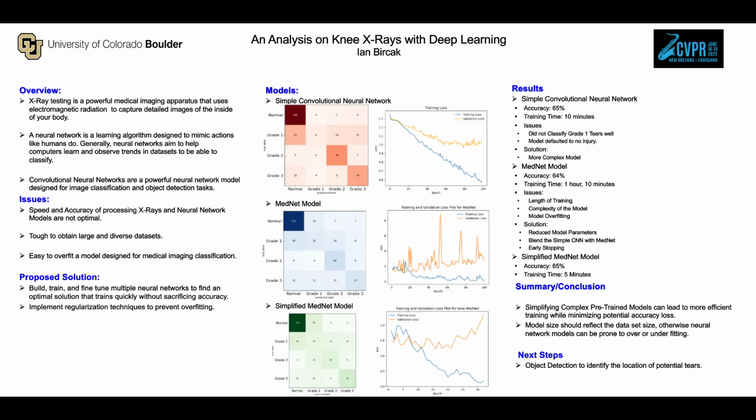So as a result, I am proposing a solution that will build, train, and fine-tune multiple neural networks to find an optimal solution that trains quickly without sacrificing accuracy. We'll also implement regularization techniques to prevent overfitting. So for my model demonstration, I built three different types of models. The first is a simple convolutional neural network.